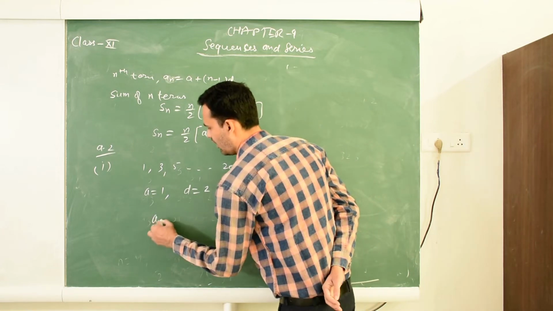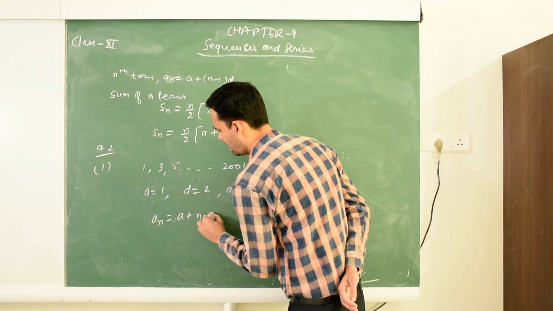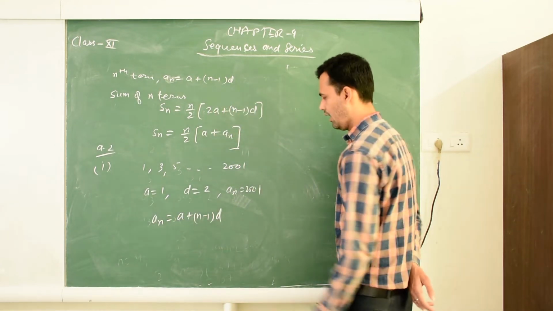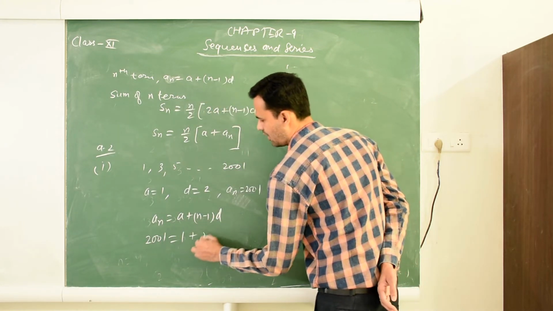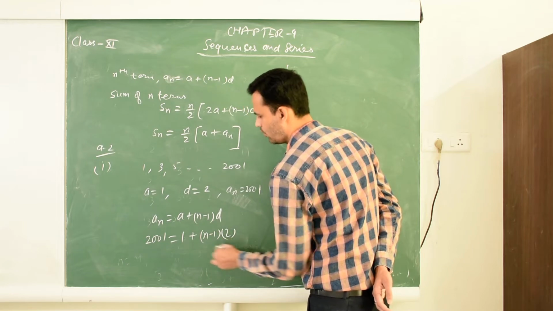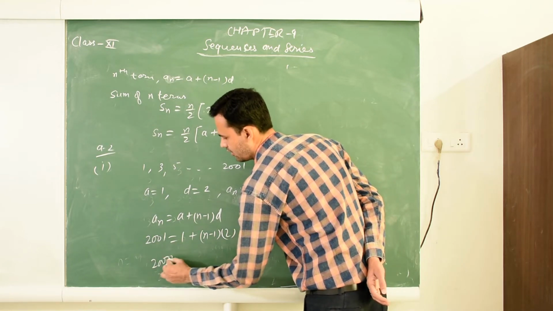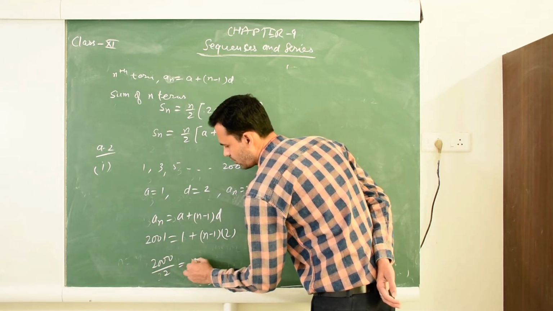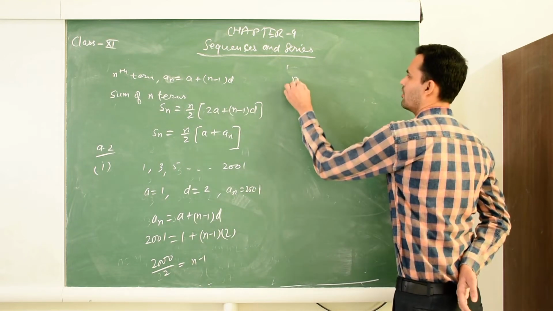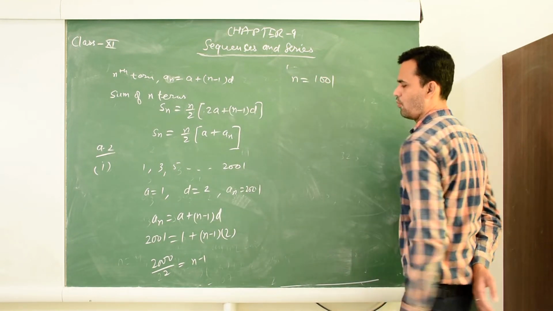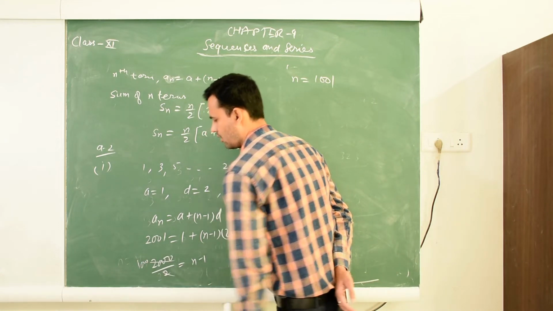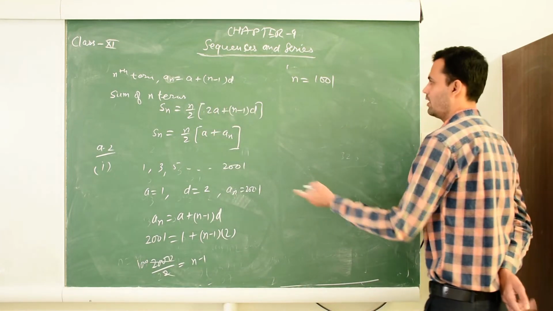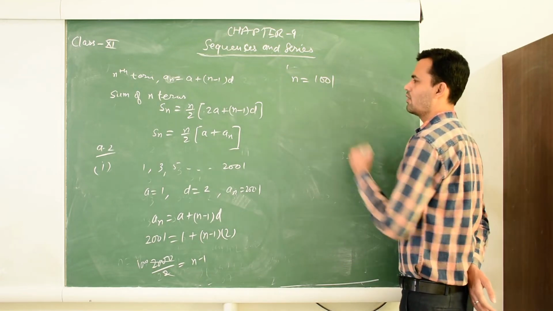So an equals a plus (n minus 1) into d. An is 2001, a is 1, plus (n minus 1) into 2. So 2000 divided by 2 equals n minus 1. So the value of n is 1001. If we add, we get 1000 plus 1, 1001. So the value of n is 1001.